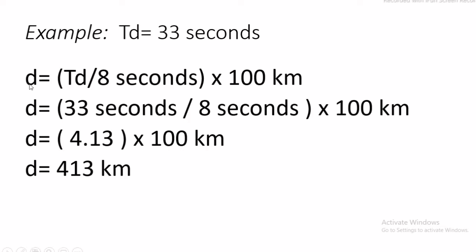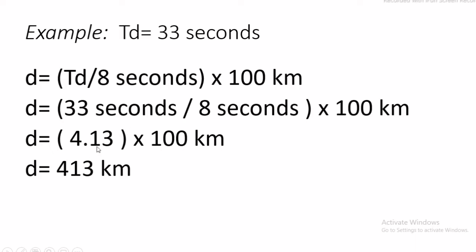So to compute that, we have D equals TD divided by 8 seconds times 100 kilometers. So we will use this formula to compute for the distance. Let's substitute the given value, which is 33 seconds for the time difference. So now we have D equals 33 seconds, the given TD, divided by 8 seconds times 100 kilometers. Evaluate 33 seconds divided by 8 seconds, it is equal to 4.13. So we cancel seconds, because seconds divided by seconds is equal to 1.